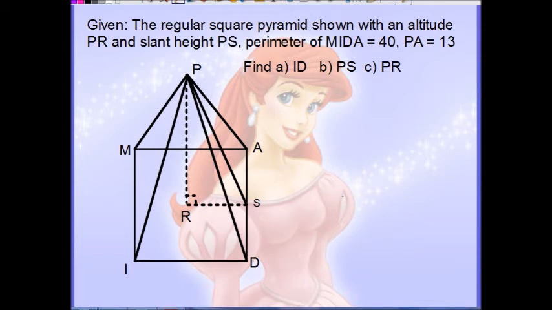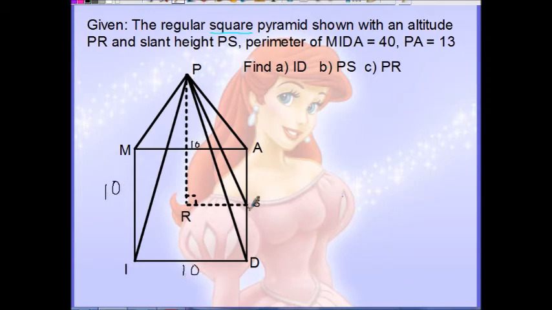So for our next example, we're given the square pyramid shown with an altitude PR and a slant height PS. Perimeter of MIDA is 40, PA is 13. We want to find ID, PS, and PR. So the first thing is if we have a square pyramid, what that's going to let us know is that the base is a square. So if the perimeter is 40, that means that each full side is going to be 10.